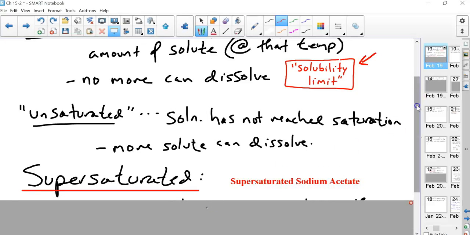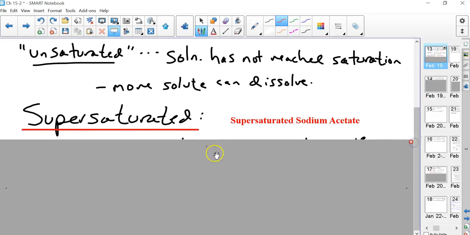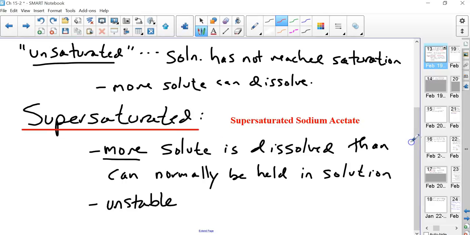Finally, there's an unusual circumstance called supersaturation. A supersaturation is an unstable situation where you've actually dissolved more solute than you normally can at a certain temperature. It has to be done very carefully in controlled circumstances with not a lot of vibration or dust that can contaminate the solution, because it will crystallize out.